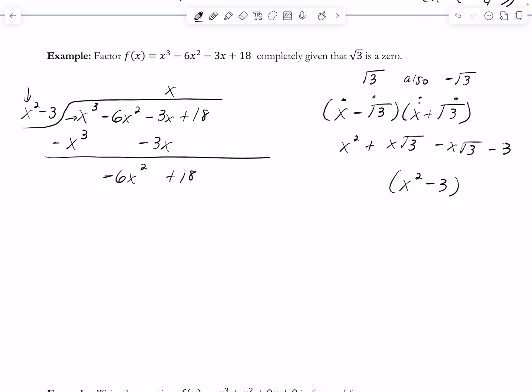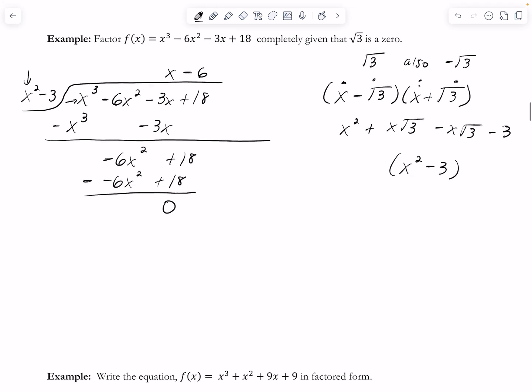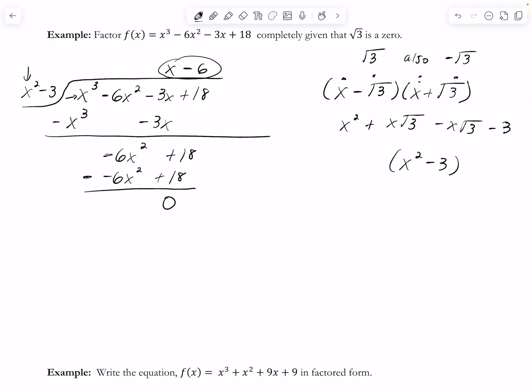All right, so I need to figure out something times x squared to give me negative 6x squared, which is minus 6. That's negative 6x squared. Negative 6 times negative 3 is plus 18. Subtract, and you get 0. All right, so this right here, my quotient, multiplied by my divisor, gives you the dividend. So fully factored is x squared minus 3 times x minus 6.